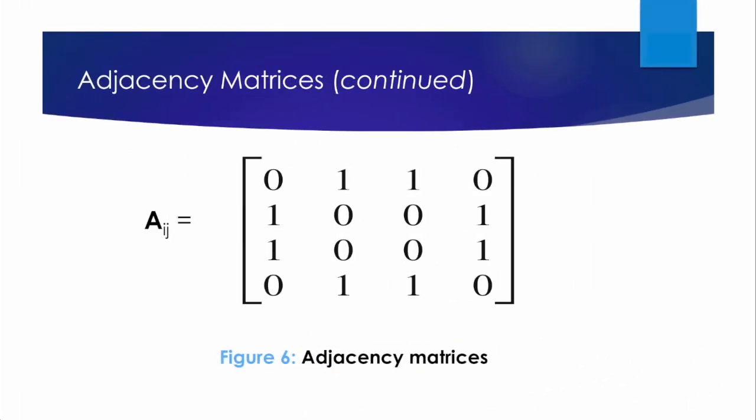Let us take another example about representing a graph using an adjacency matrix. This time we are given the adjacency matrix shown in figure 6. And now we need to draw the graph based on it.